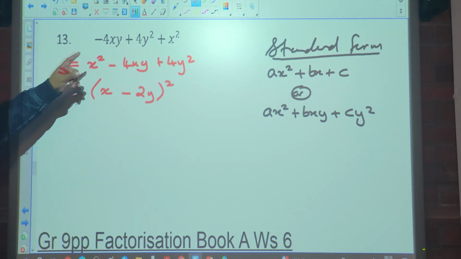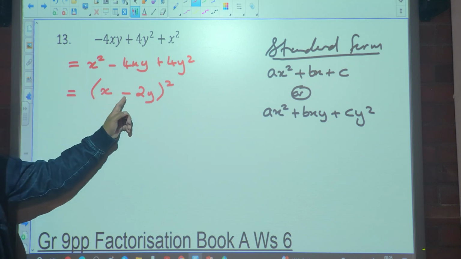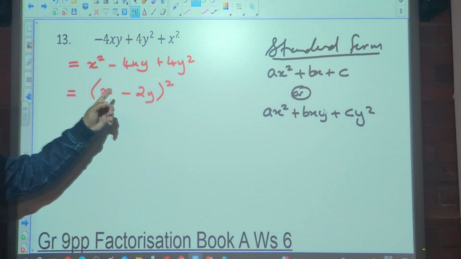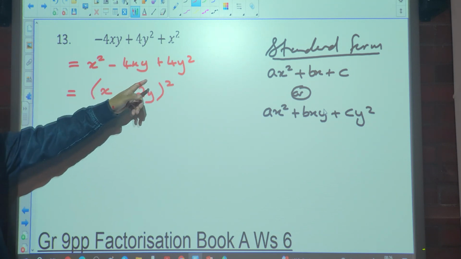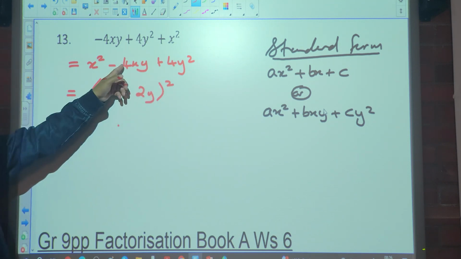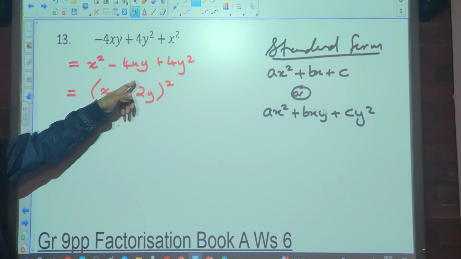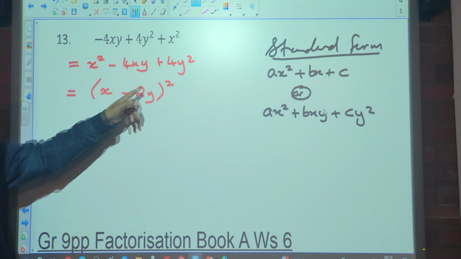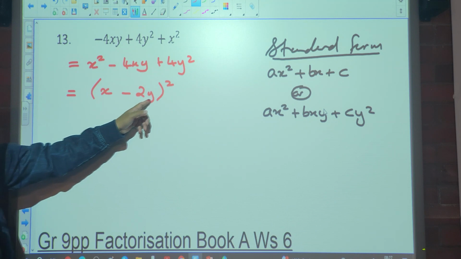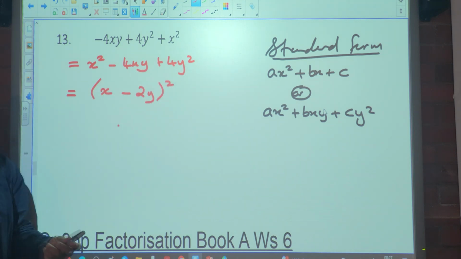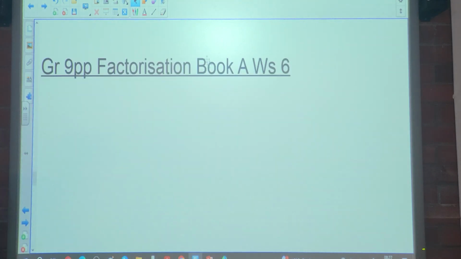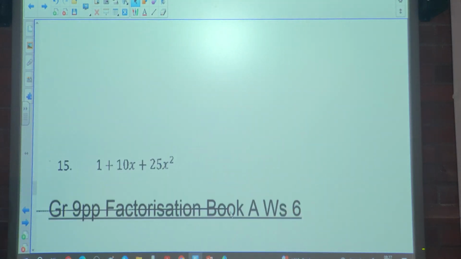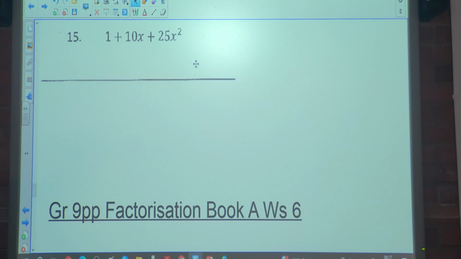And now we test for the middle term. What is x times negative 2y? Negative 2xy. Not so? Times 2 is negative 4xy. And the last term squared, negative 2y all squared, is going to be positive 4y squared. You guys understand? Easy, no? Can't help that the sums are so easy. The last one.